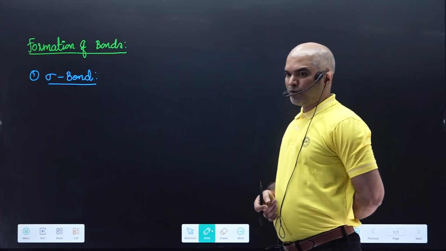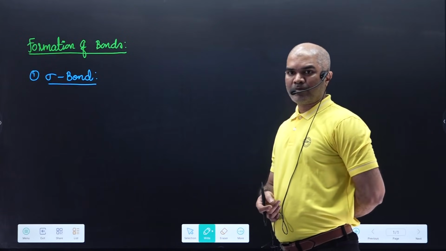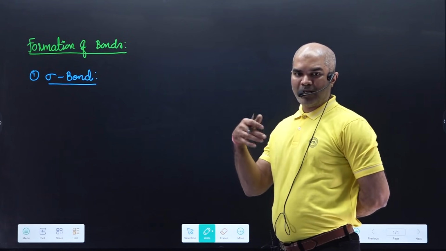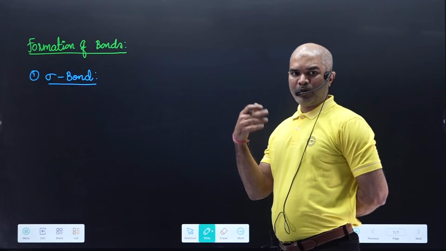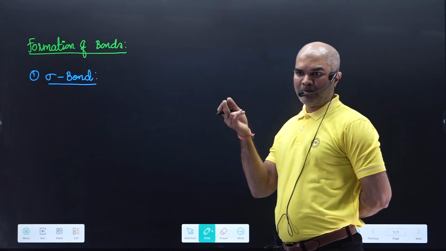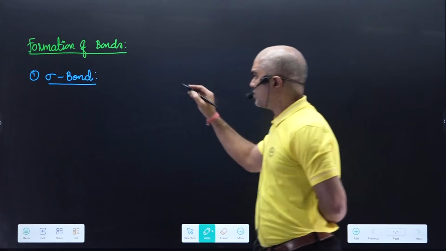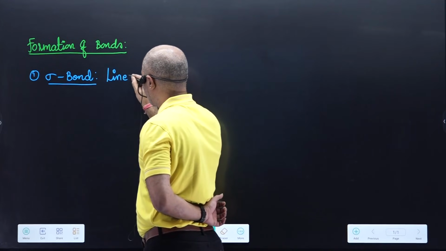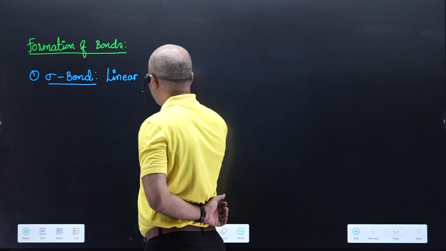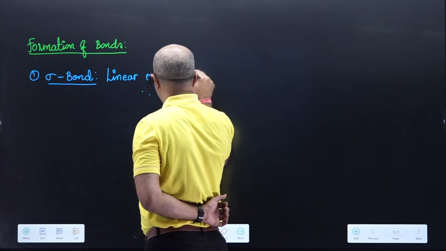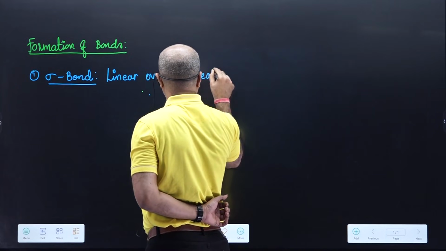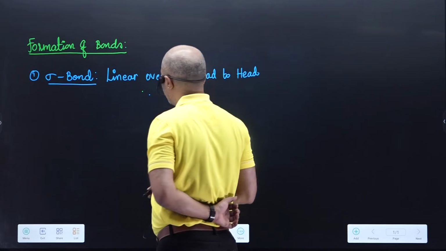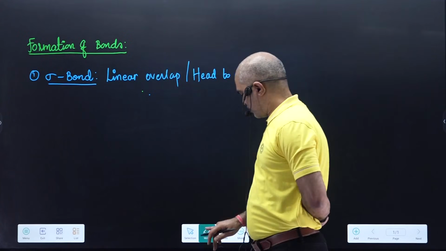When does a sigma bond form? Or what type of overlap? Head-on overlap we say, or linear overlap. Head-to-head overlap or linear overlap. So just write down that one point. Head-to-head overlap or linear overlap.